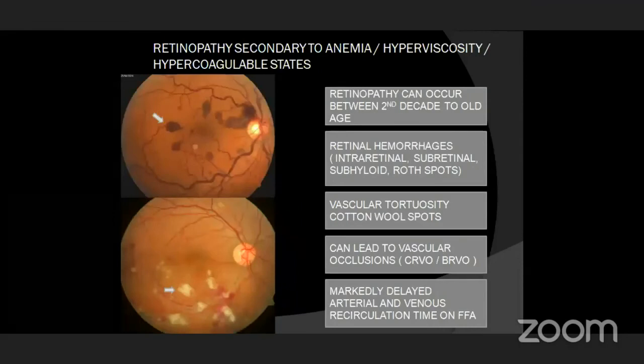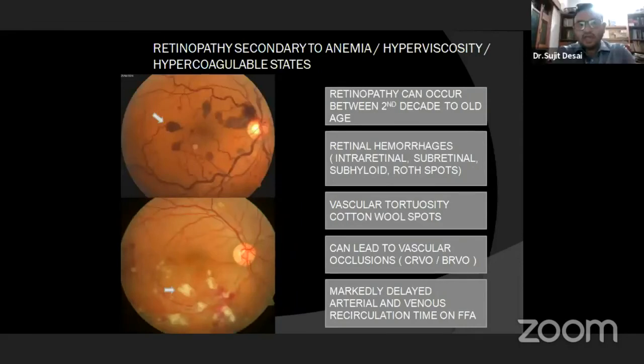Now, retinopathy can be secondary to anemia, hyperviscosity, and hypercoagulable states. Retinopathy can occur from the second decade to old age. Here you can see various forms of retinal hemorrhages, and the identity of this condition is that you see a Roth spot. It is a retinal hemorrhage with a white center. The center is because of either the infiltration of cells or the rupture of the capillary and the aggregation of platelets over it.